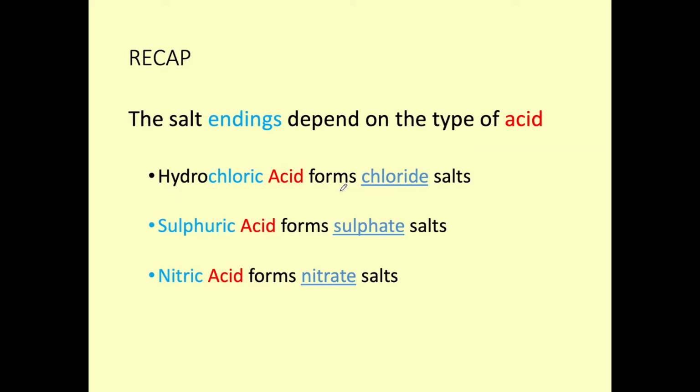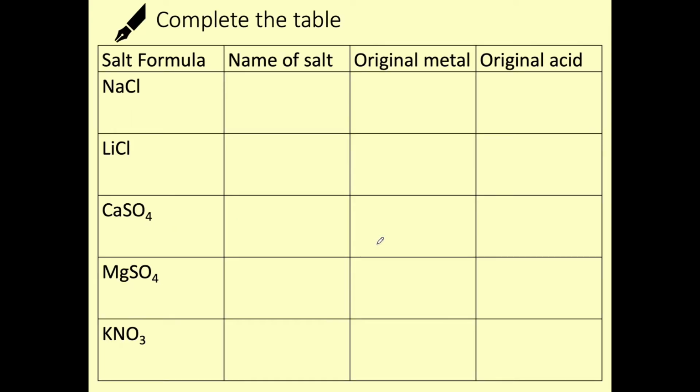So this is another bit of a recap. So our hydrochloric acid forms chloride salts, sulfuric acid forms sulfate salts, and nitric acid forms nitrate salts. So we just looked at the formula for those components, so chloride, sulfate and nitrate. And now you can see those being used in the formulas of salts.